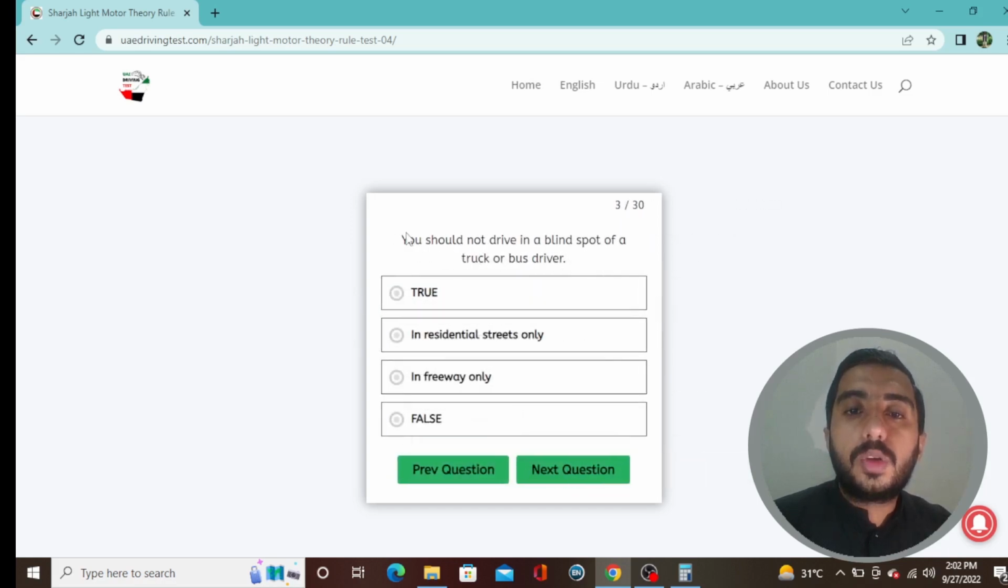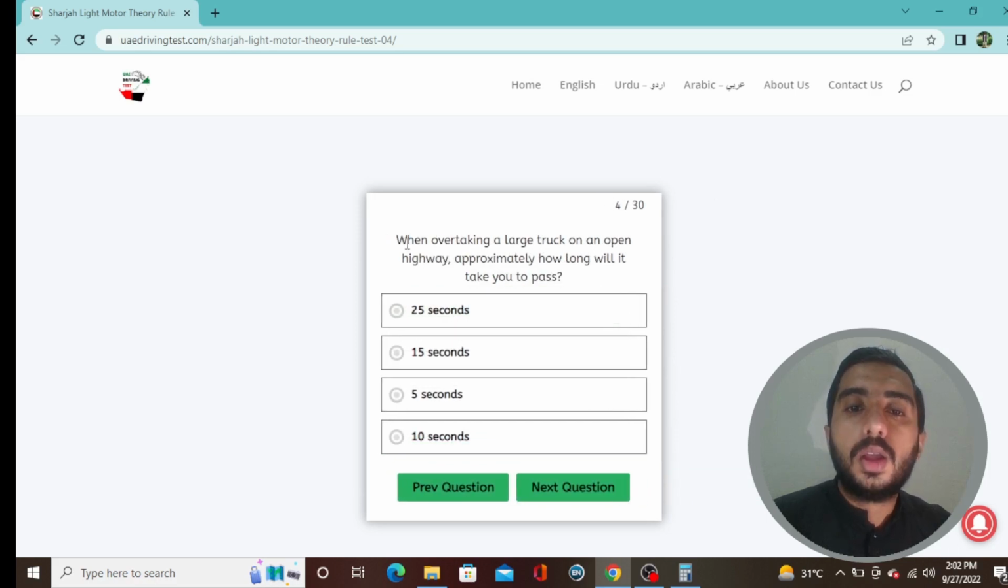Next question. Question number 3 is, you should not drive in a blind spot of a truck or a bus driver. It is correct. True. Option A is the correct one. Next question. Question number 4 is, when overtaking a large truck on an open highway, approximately how long will it take you to pass? It will take almost 25 seconds. Option A is the correct one.